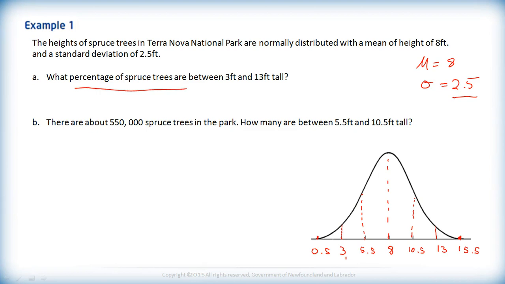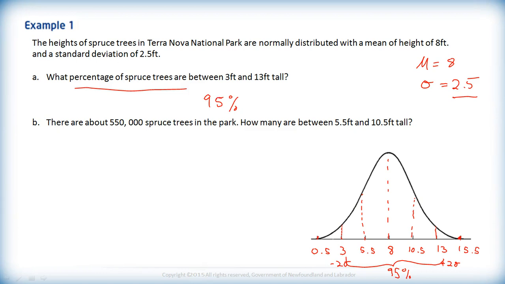Over here on our normal distribution, we have 3 and 13, and that's -2 standard deviations all the way up to +2 standard deviations. And we should know that within 2 standard deviations of the mean, we have what percentage of our data? That's right, we have 95% of all the spruce trees. So that's easy. It's just 95%. Sounded really weird and complicated until we drew a picture, huh? Okay, so that's the simple arithmetic.